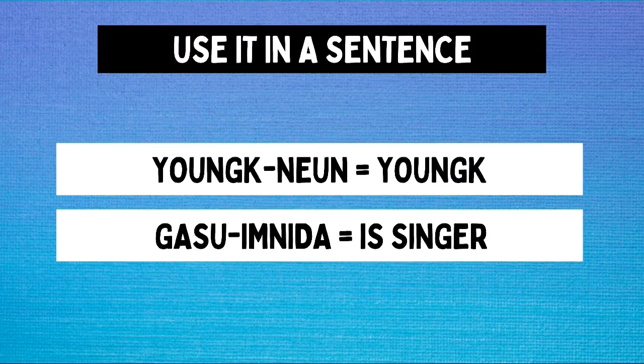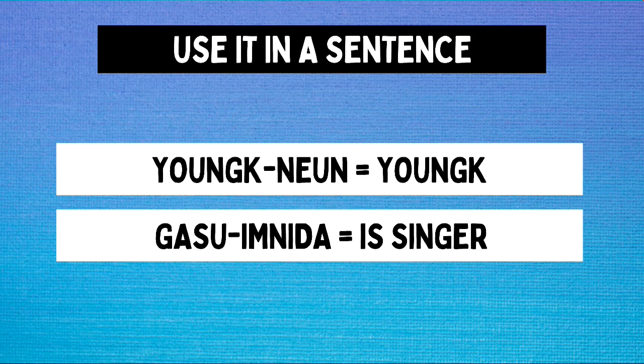This sentence could be divided into two. The first part is Young K는. Young K is a Korean singer. He is a member of Day6. And 는 is added to the name Young K to say that Young K is the subject of this sentence.